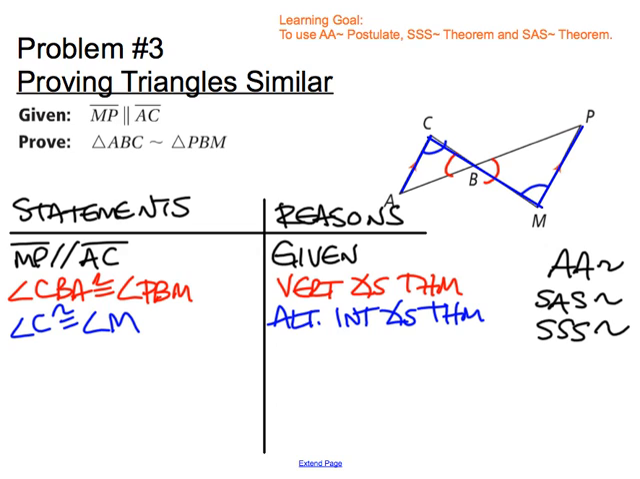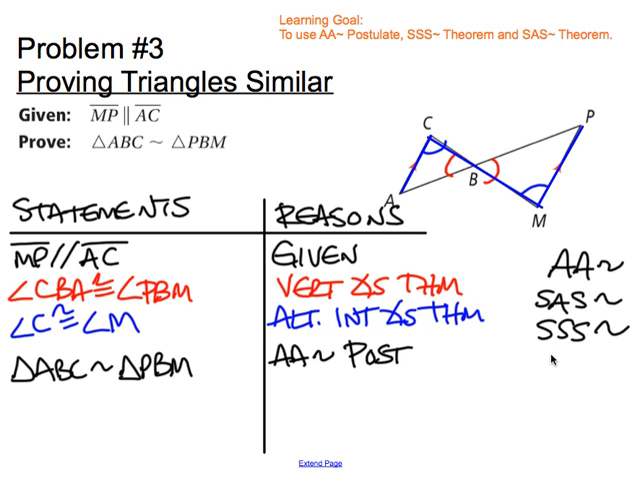So now we can see we have one blue and one red angle in each triangle, and so therefore we can make our statement: triangle ABC is similar to triangle PBM, and we're going to make this statement by the angle-angle similarity postulate. And that completes our proof.